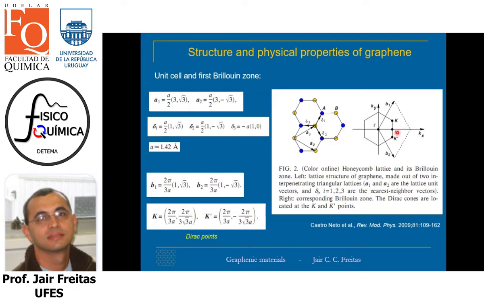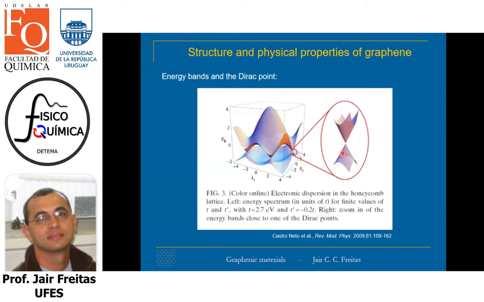And the first Brillouin zone, where the energy excitations are more properly described, is composed by this hexagon. We have here these two high symmetry points, K and K prime. They are known as the Dirac points. At these points, the energy bands meet.